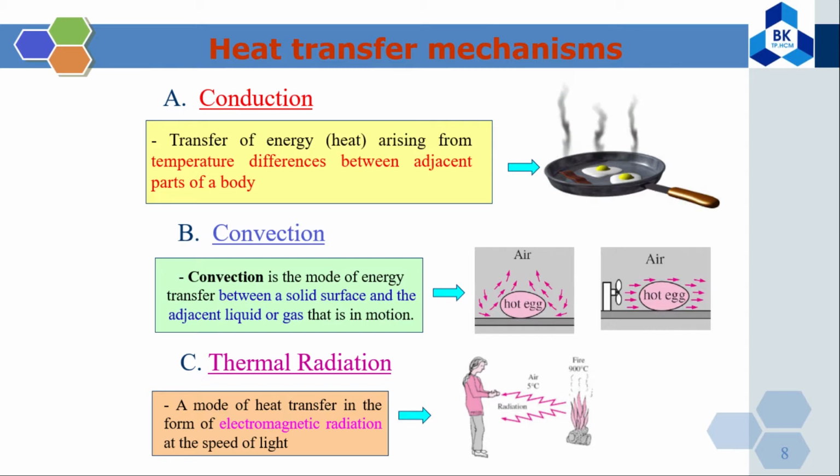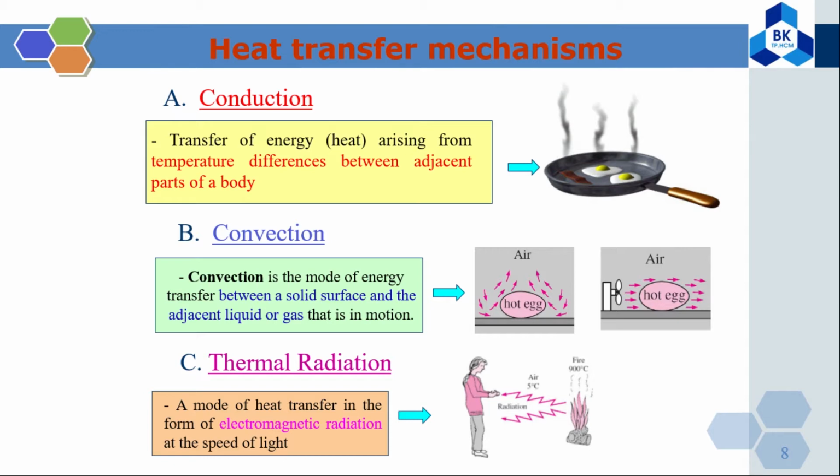Convection is a mode of energy transfer between a solid surface and the adjacent liquid or gas that is in motion. Convection is related to something moving. So if conduction is purely the transfer of heat through a solid body, convection is a transfer from a solid object to its surroundings, and normally the surroundings will be either liquid or gas. Again, look at a picture of the hot egg.